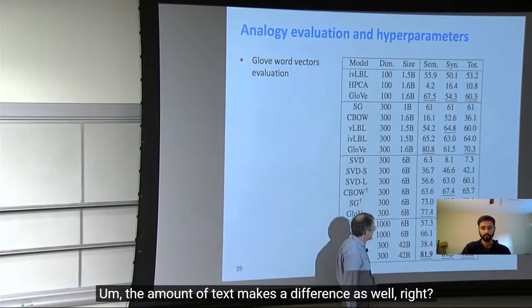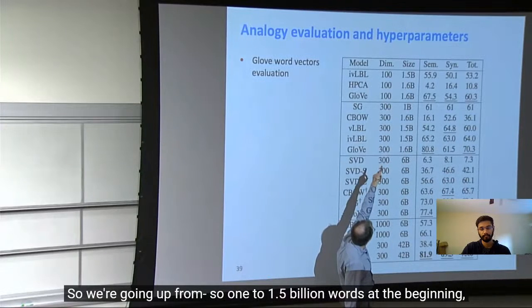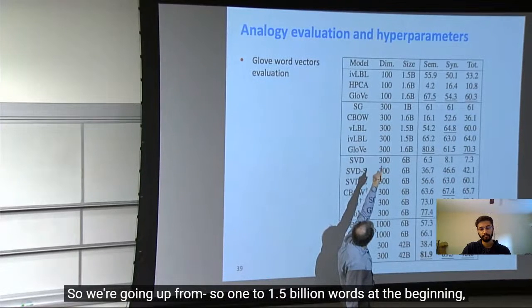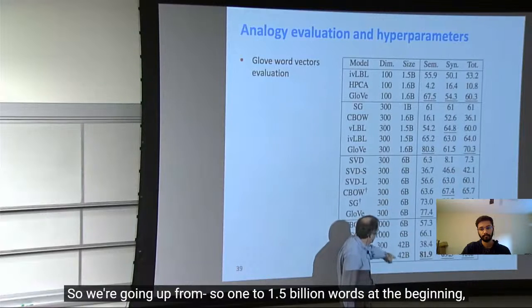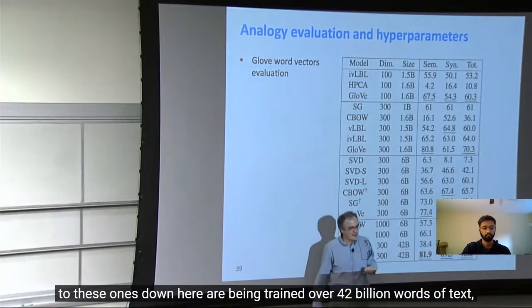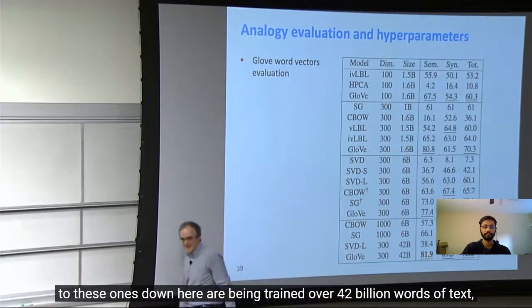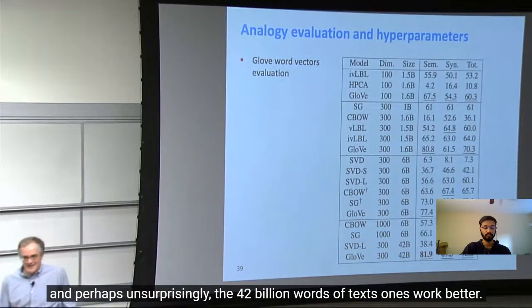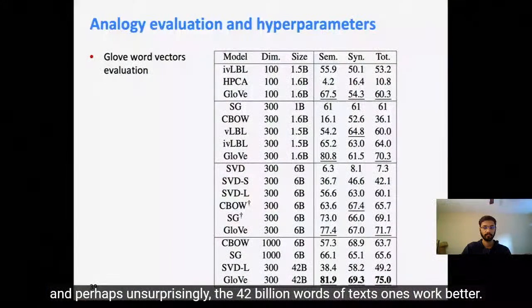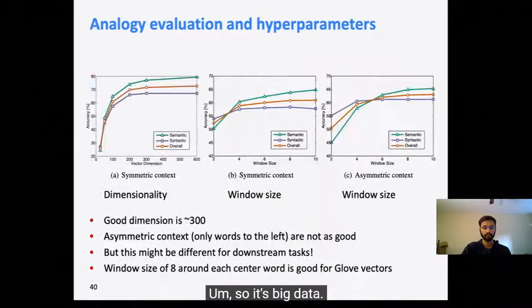The amount of text makes a difference as well. We're going up from 1 to 1.5 billion words at the beginning to these ones down here, which are trained over 42 billion words of text, and perhaps unsurprisingly, the 42 billion word ones work better. So it's big data.